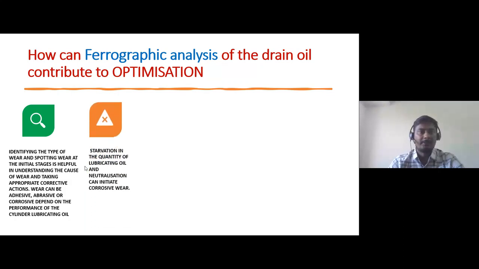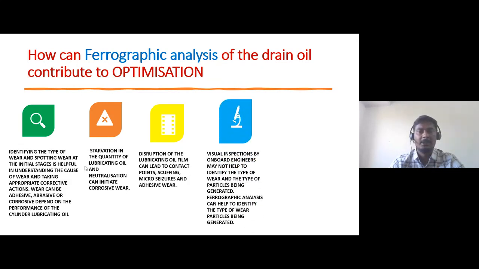So we can see starvation of cold lubrication and neutralization of the corrosive wear. We can see if there is any water mixing in the fuel, which will lead to corrosion of the piston rings and liners. We can also understand the under-lubricating films, what type of wear is occurring, whether lubrication is going well or not, and whether the spray units are working correctly or not. Visual inspection by onboard engineers cannot show what is happening there, so ferrography is helpful.